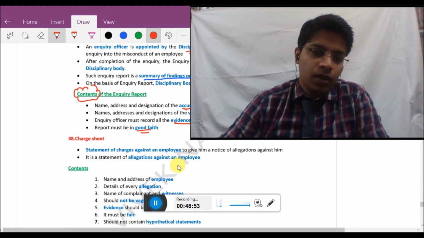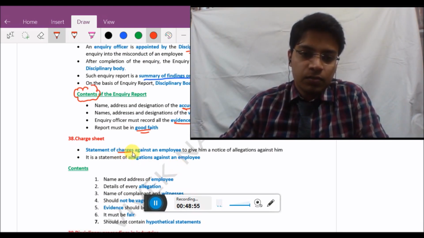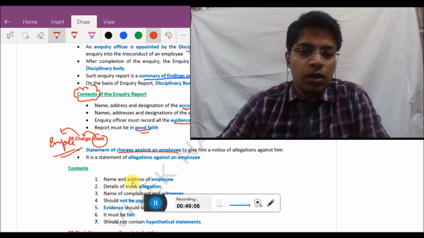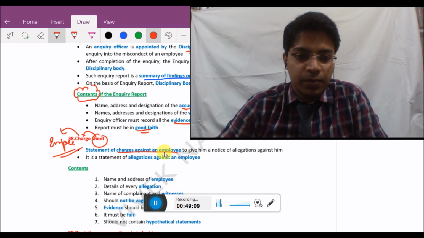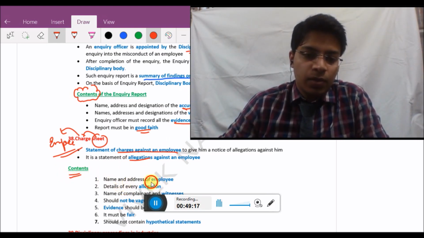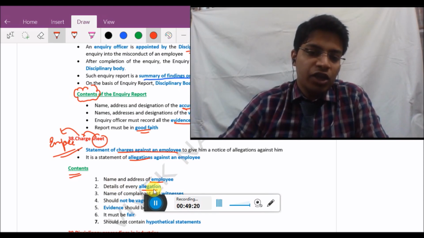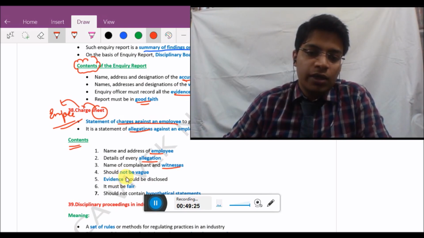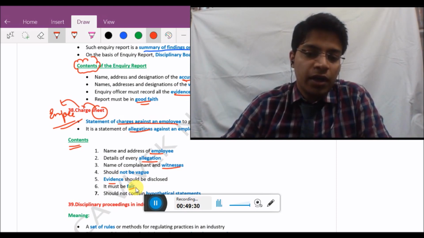Charge sheet. Statement of charges against an employee. The name itself says charge sheet means the sheet of charges against the employee, to give him a notice of allegations against him. It is a statement of allegations against an employee. Now, what are its contents? Name and address of the employee, details of every allegation, name of the complainant and witnesses. It should not be vague. Evidence must be disclosed. It must be fair, and it should not contain any hypothetical statements.